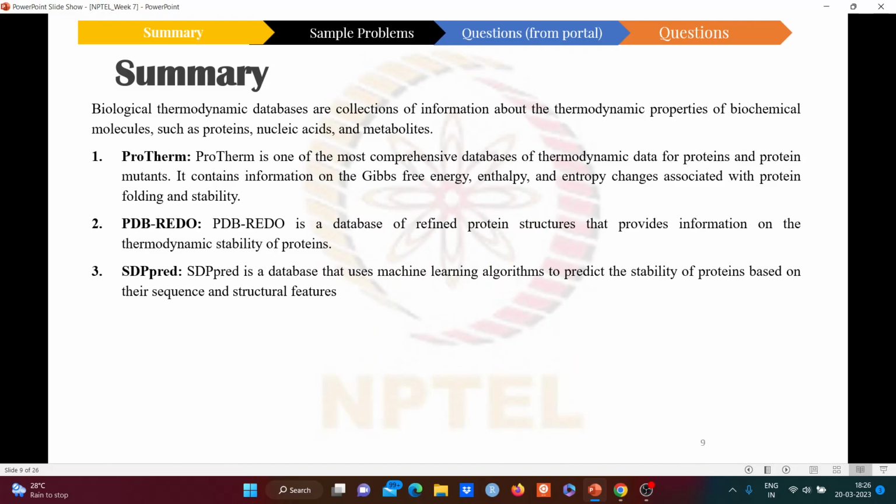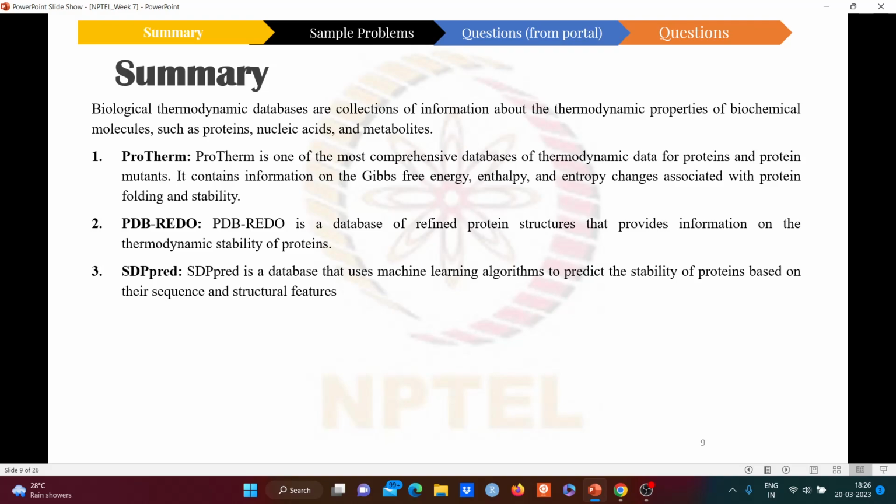Next is the PDB-ReDO. This is a database of refined protein structures that provides information on thermodynamic stability of proteins. It contains data on Ramachandran plot, side chain conformations, and the quality of the protein structures, which can be used to predict the protein stability. Next is the STP-PRED.